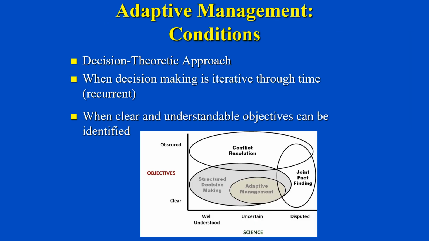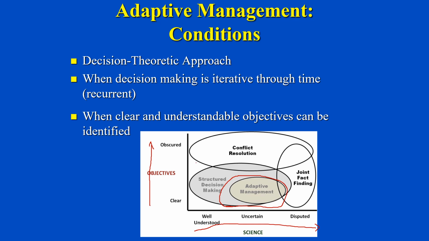So as I mentioned, adaptive management is only one of many approaches that can be used for this whole process of decision making, and you can see that it occupies one relatively small portion of this spectrum here, going from clear to obscured objectives, and from well understood to really poorly understood systems.